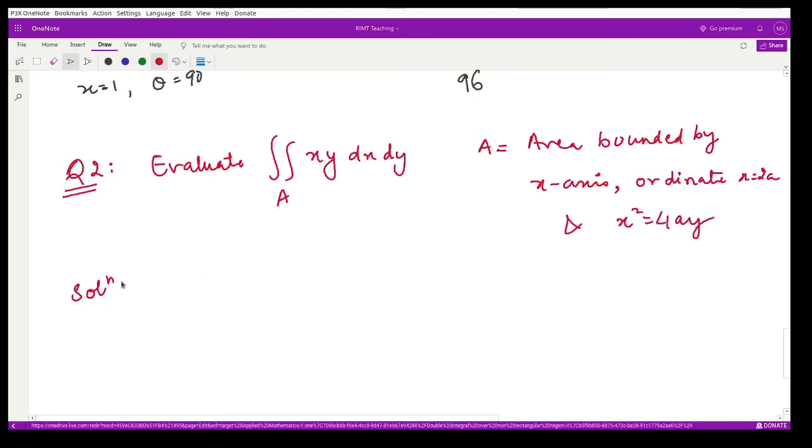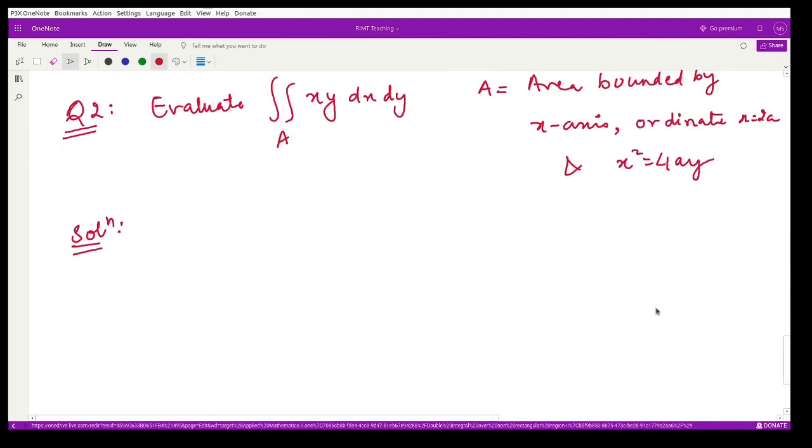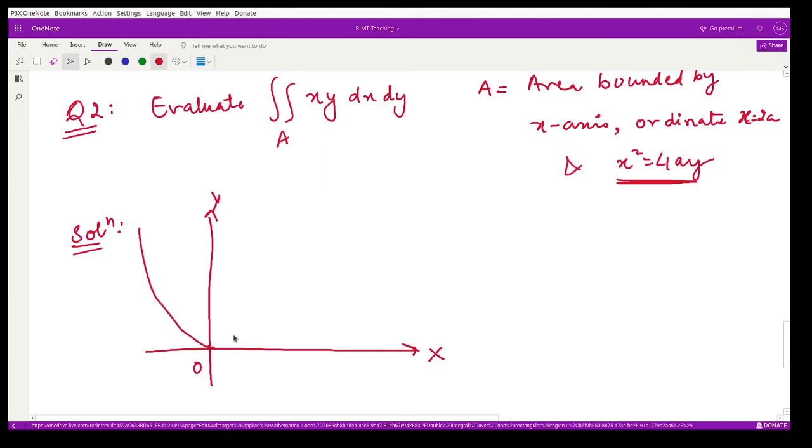For the solution, we first have to visualize this. So for the visualization, we will draw all these curves. First is the x-axis, and then the ordinate x is equal to 2a, and then this parabola x square is equal to 4ay. This is again the upward parabola passing through the origin, so it would be something like this, right? And the ordinate x is equal to 2a would be a straight line. Suppose this is 2a, so your straight line would be like this.